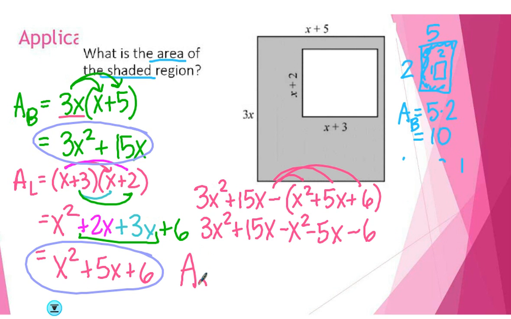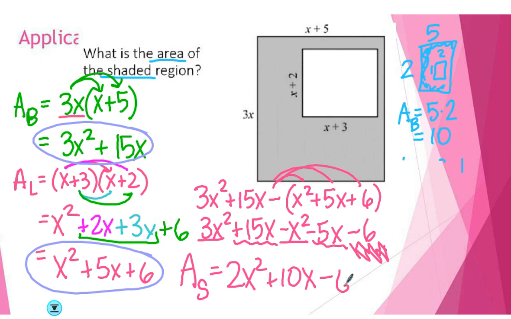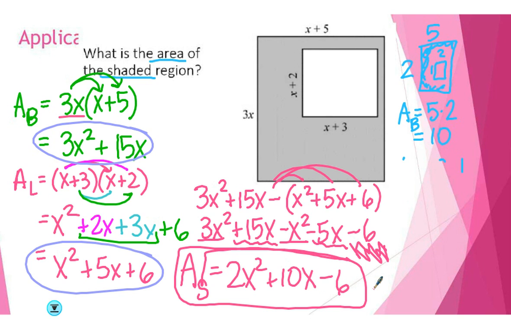terms. So the area of the shaded region is going to be, here's an x squared, here's an x squared, 3 minus 1 x squared, I have 2x squareds. 15x minus 5x is positive 10x, and then our minus 6 is just chilling by himself, and that would be the area of the shaded region. Okay? Woo! You're done with your notes.